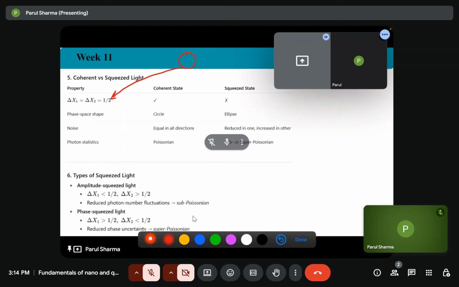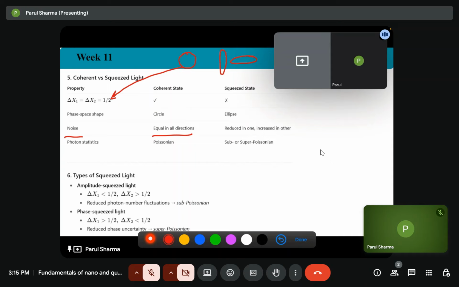So when we see the phase space shape, if it is a circle, then it's a coherent state. If it is an ellipse like this, then it's a squeezed state. So the shape of the phase space is a circle for coherent and elliptical for squeezed. For the coherent state, noise is equal in all directions because it's a circle, but it is reduced in one direction and increased in the other.